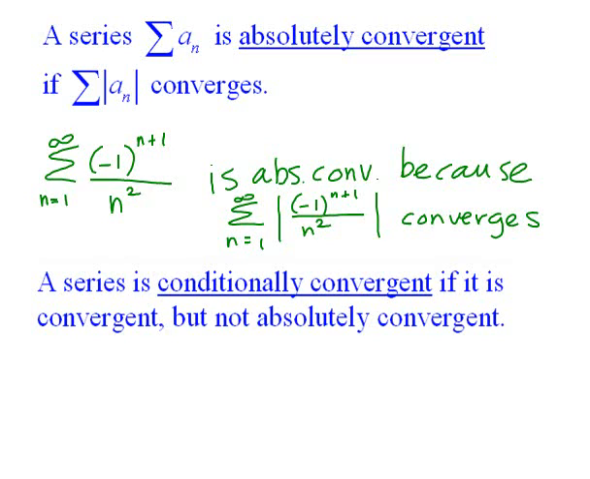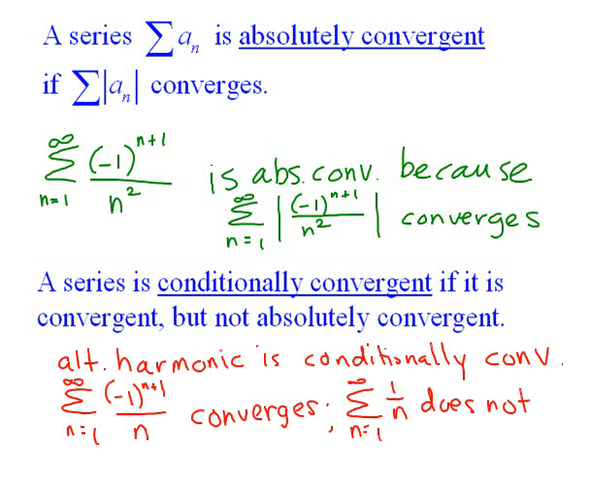A series is called conditionally convergent if it converges but is not absolutely convergent. The alternating harmonic series is a classic example of conditional convergence. The harmonic series diverges, while the alternating harmonic series converges.